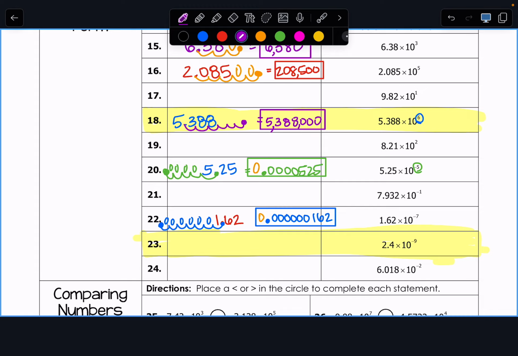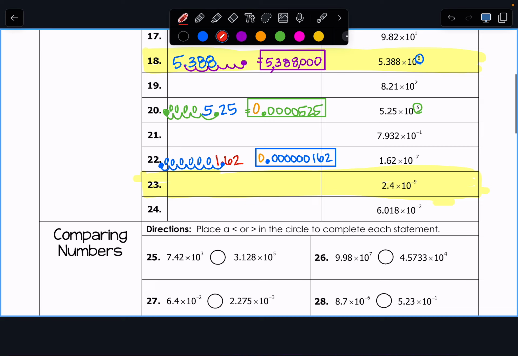How many times do we have to move the decimal in 23? So do you have 1, 2, 3, 4, 5, 6, 7, 8 zeros after the decimal and then 2, 4?